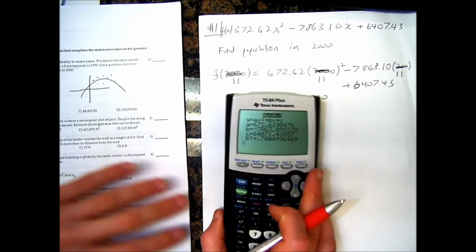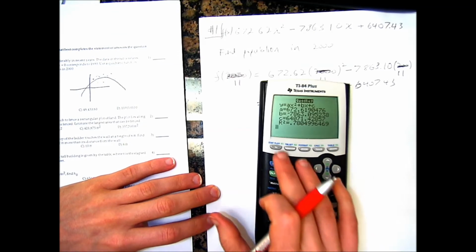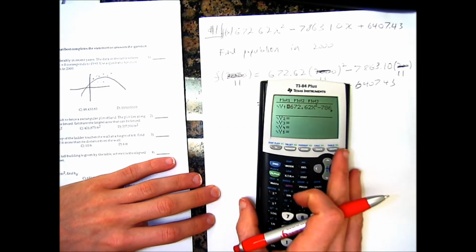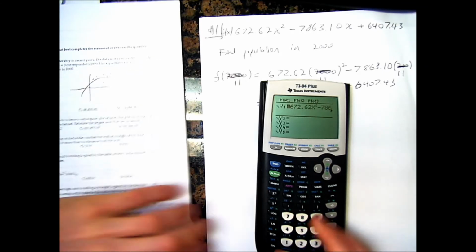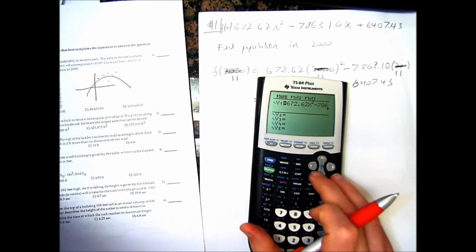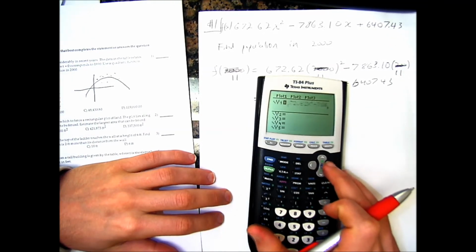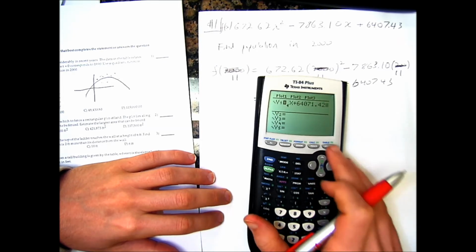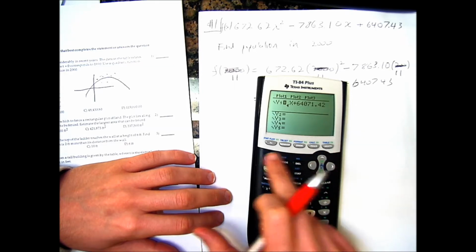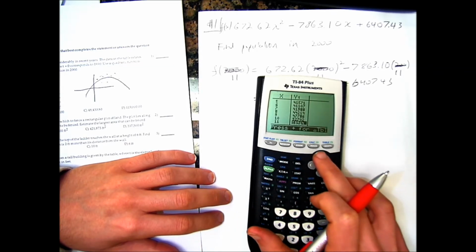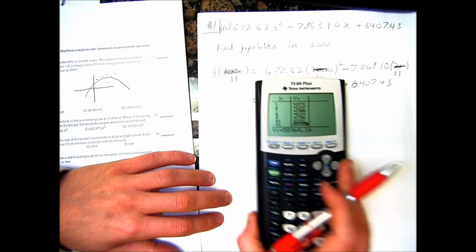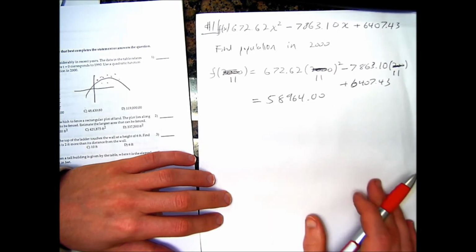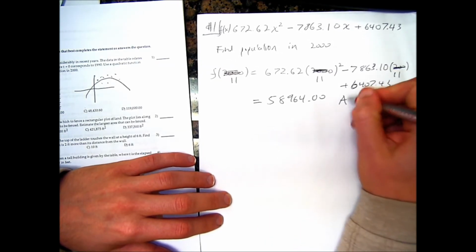Or you could, I think this is faster, go to y equals. I already have the equation put in the calculator, so you have it entered in there, and then you can just go to the table. If I hit second and then table, I can look up year 11, and you see year 11 is 58964. So I didn't have to go through and actually compute everything, which was nice. So answer number 1 is A, and that's how you do it.